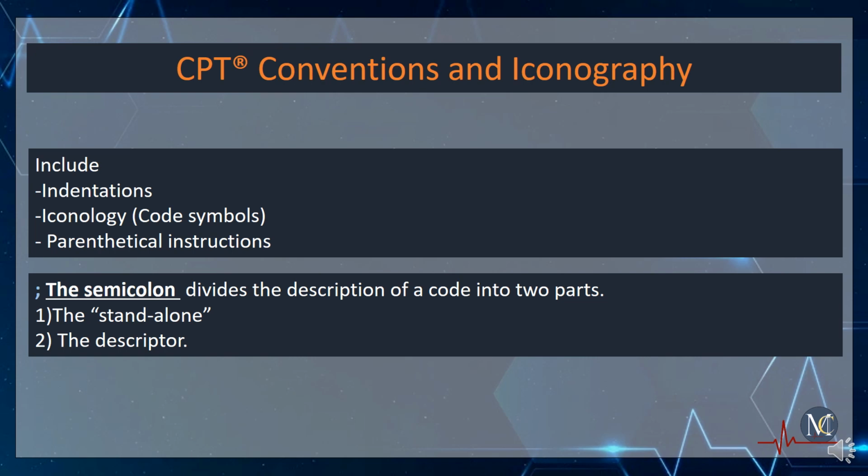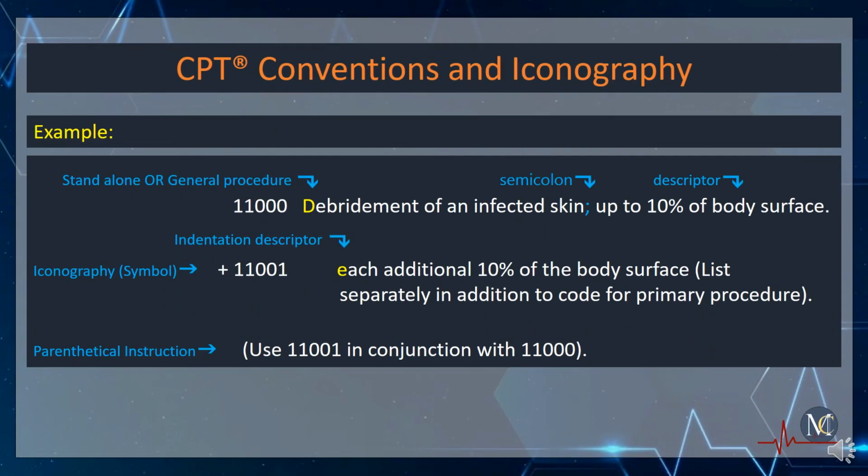For further understanding, let's take an example. Let's take the example of code 11000. The full description of the code is debridement of infected skin up to 10% of body surface. It is the main description of code 11000. Always remember the main code always starts with a capital letter. In the main description, we can see a semicolon which divides it into two parts. The first part is known as the standalone or general procedure, and the second part is known as the descriptor.